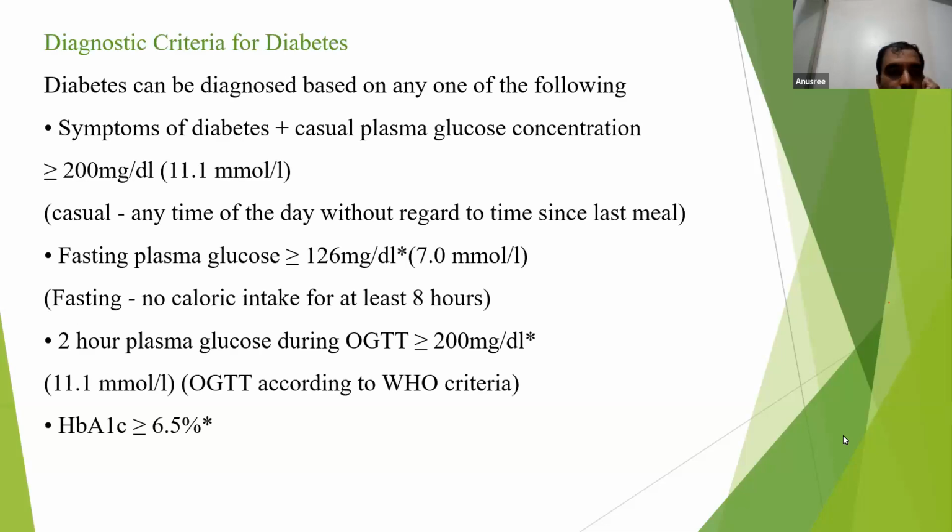The diagnostic criteria for diabetes are symptoms of hyperglycemia with an RBS, or any sugar value, or random blood sugar of 200 and more. Okay. And fasting plasma glucose more than 126, 2-hour plasma glucose more than 200, and HbA1c more than 6.5. I know the majority of us will be knowing this.